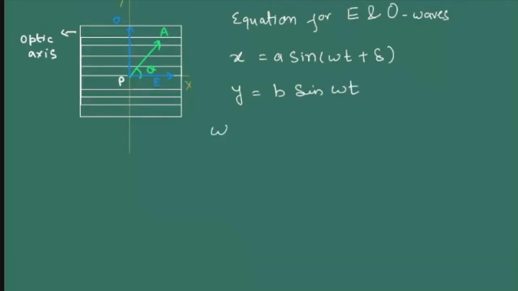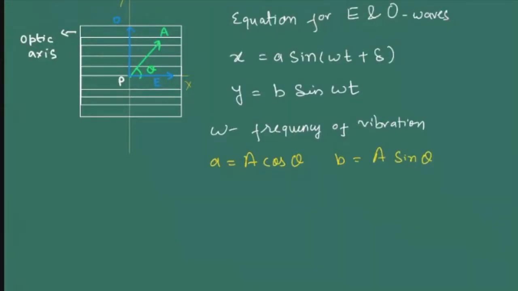Omega is the frequency of vibration, and as we have already discussed, small a is a cos theta and small b is a sin theta. So now I have two waves which are both sinusoidal waves. One is moving along x, which is my E, and along y is my O.